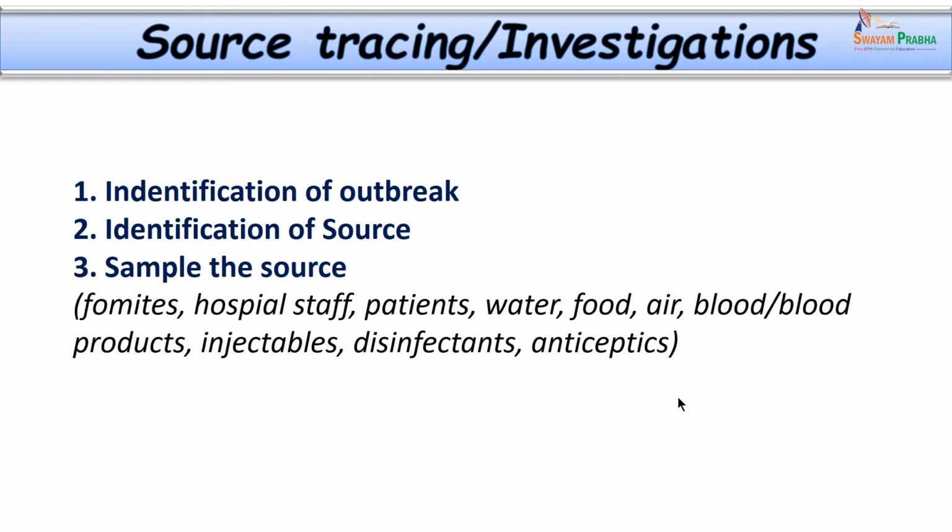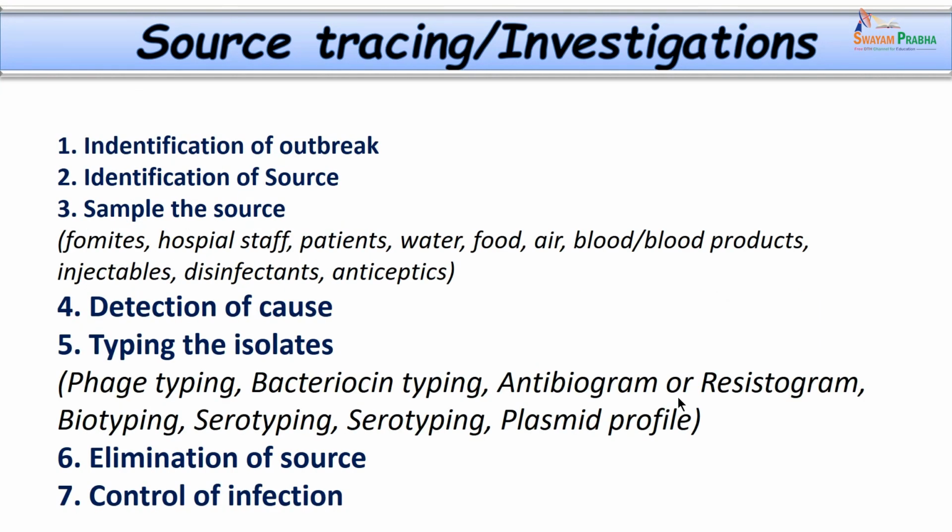Some injectables, disinfectant, antiseptic, these all can be the source for the outbreak. We need to trace the source. The fourth step here is to detect the cause, to correlate the isolated organism and the one which we are isolating from any suspected source. Here some typing procedures are important, which could be serological typing or molecular typing, to know that both the organisms are genetically identical, and to match the source and the causative organism is important.